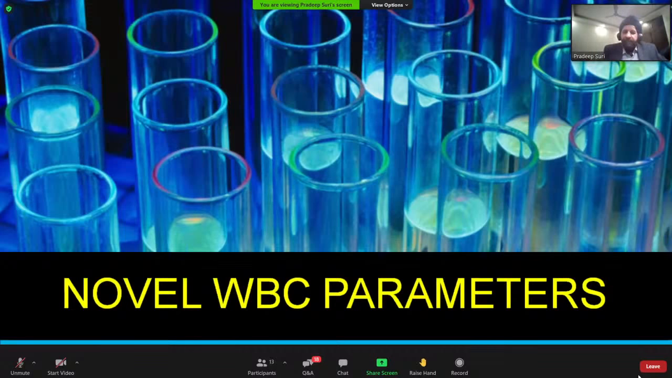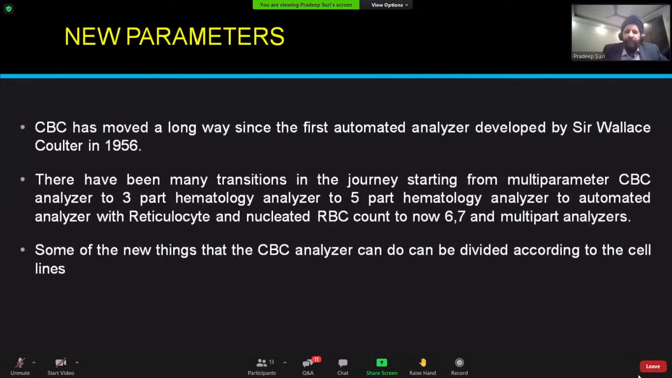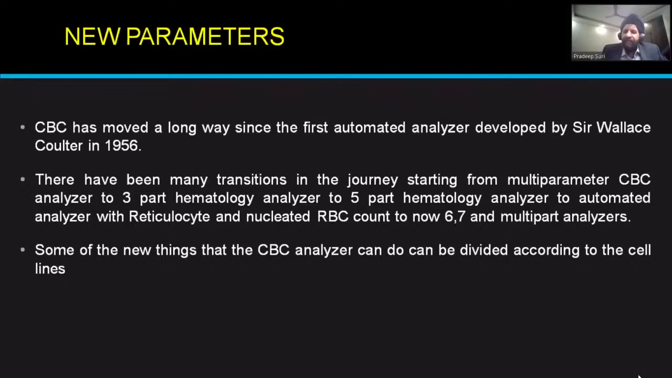So the topic that I've been given today is novel WBC parameters. We know that we have come a long way since the era of the first hematology analyzer, made by Sir Wallace Coulter in 1956. We've seen many transitions in the journey from multi-part analyzers to 3-part differential counters to 5-part differential counters, and then automated hematology counters with reticulocytes and automated nucleated RBCs. Some people are giving 6-part, 7-part, and now even multi-part analyzers. So the list is just endless.